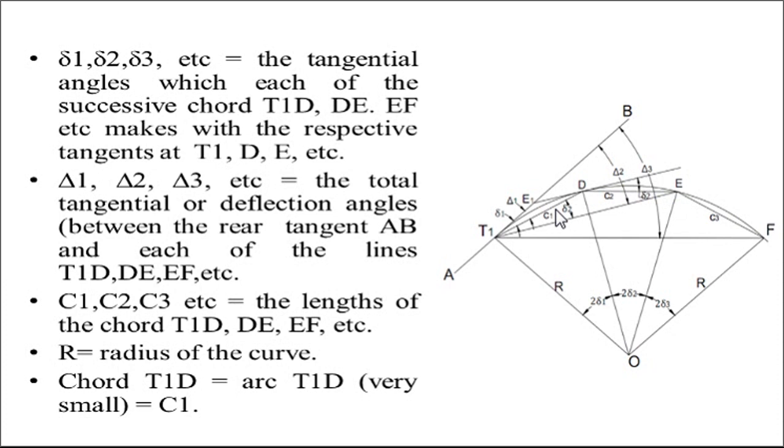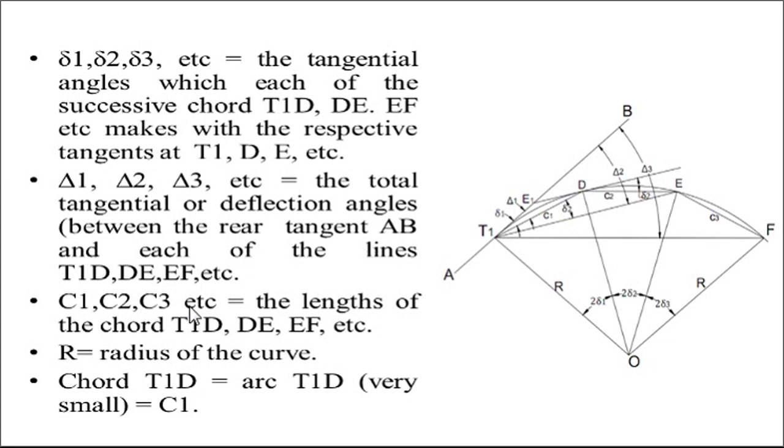Then capital delta 1, capital delta 2 and capital delta 3 are the total tangential or deflection angles between the rear tangent and each of the lines T1D, DE and EF. In this figure, this is the first capital delta 1 angle, this is the second, this is the third, delta 3. These are the capital deltas, and the angles made by a chord with the respective tangent are called small deltas.